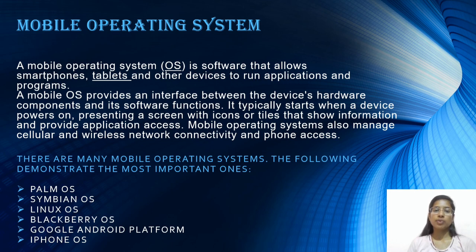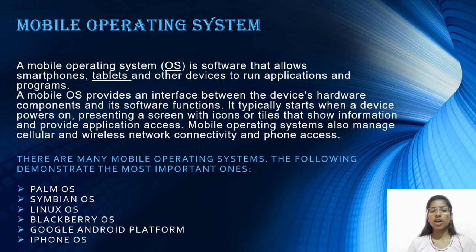The next is mobile operating system. Mobile operating system is a software that allows smartphones, tablets, and other devices to run applications and programs. A mobile operating system provides an interface between the device hardware components and its software functions. It typically starts when a device powers on, presenting a screen with icons or tiles that show information and provide application access. Mobile operating system also manages cellular and wireless network connectivity and phone access.